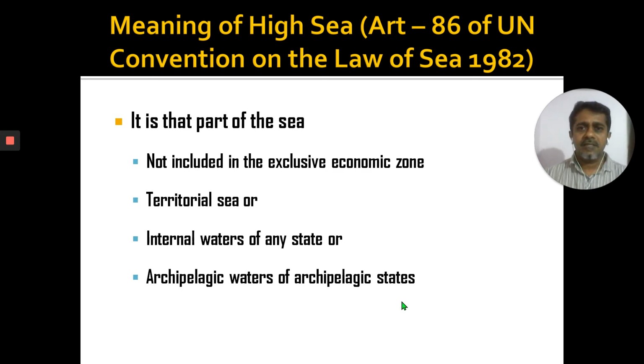If a sea is part and parcel of any of these four, if it is part of the exclusive economic zone of a state, or part of the territorial sea of a state, or part of the internal waters of a state, or the archipelagic waters of an archipelagic state, then these portions of sea are not considered as high sea. Apart from this, whatever we find is considered as high sea under Article 86 of the United Nations Convention on the Law of the Sea.